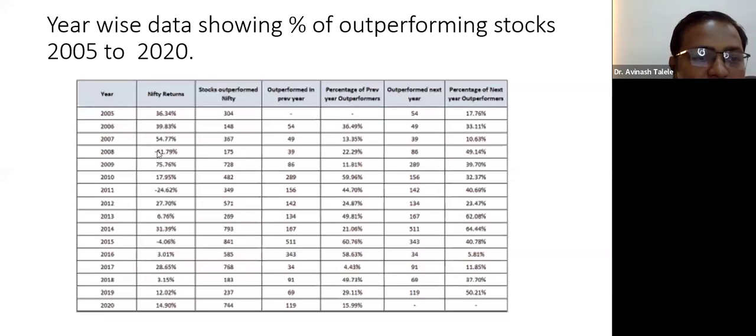And in 2008, even when the Nifty index was 50% lower, there were 175 stocks that had outperformed the Nifty, and 39 odd stocks were new. So even in a so-called bear market, there are some people who made money, even by going long. And out of this, 49% performed next year too. Similarly, the point I want to make here is there are always some new outperformers, and there are always outperformers from the previous year who continue to perform.